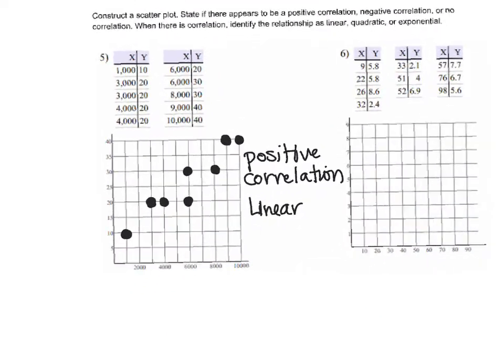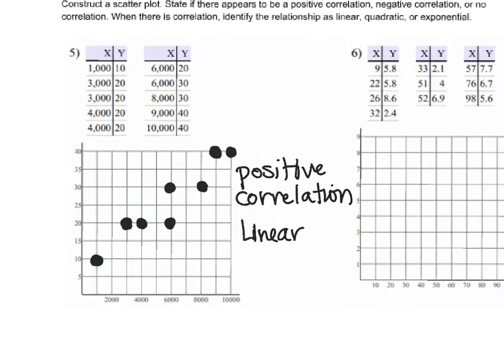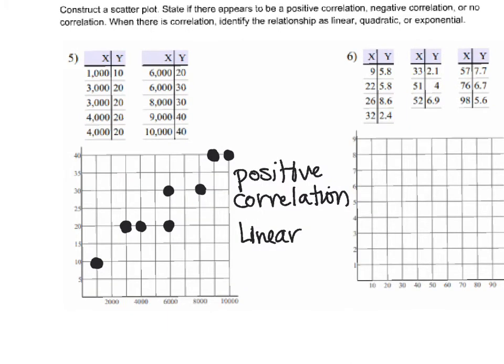So if I have linear correlation, the next thing I'm going to do, and this is on the instructions on your homework, it says to find the equation for the line or the curve of best fit. So we're going to use the calculator to do that.